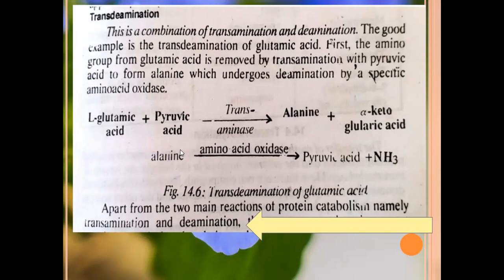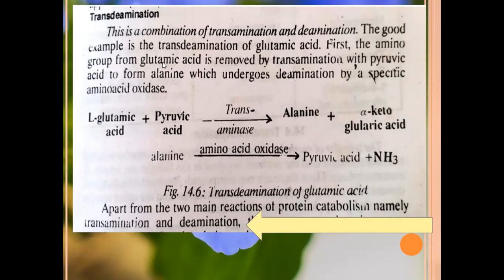Deamination is done with a specific enzyme, that is amino acid oxidase. See, alanine contains an amino group. That amino group is eliminated from the alanine amino acid with the help of amino acid oxidase to form pyruvic acid. Pyruvic acid is the keto acid, and from alanine the amino group is eliminated. This process is called deamination.